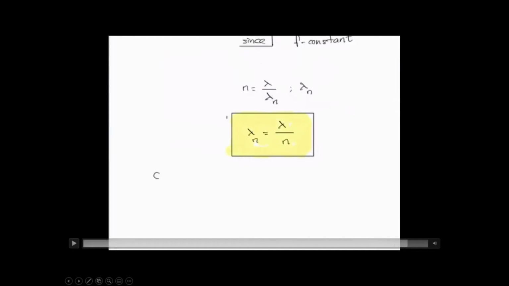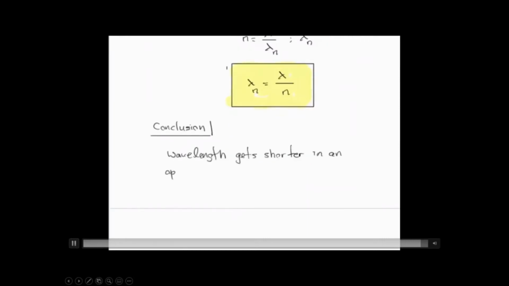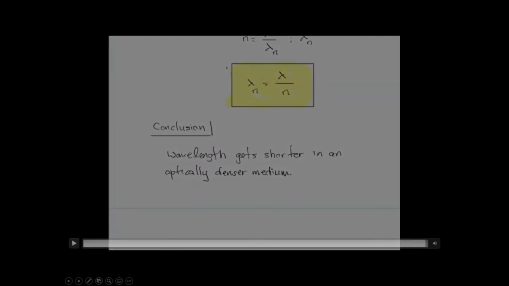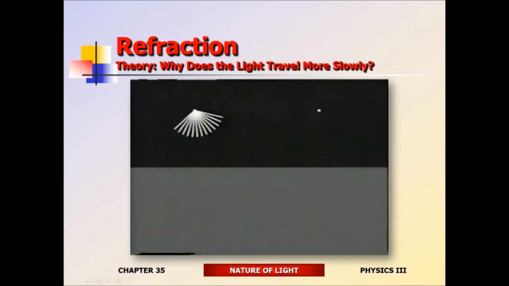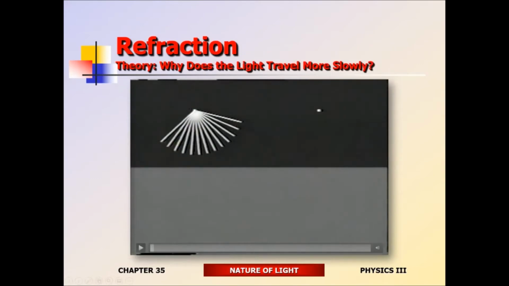All right, so what that means is the wavelength of the light is going to become shorter as the light is slowing down. So the wavelength is going to get shorter in an optically denser medium, whatever that means. The meaning of it is going to make sense in a few minutes.